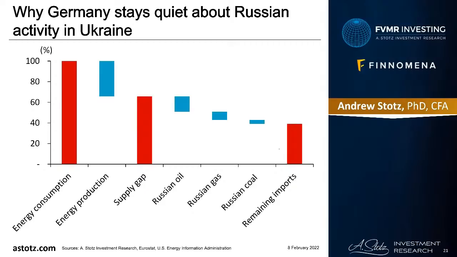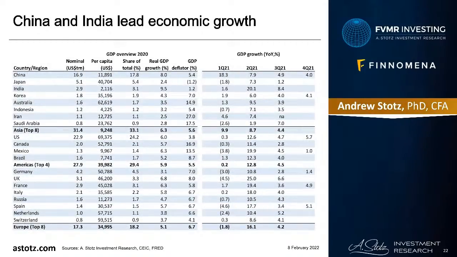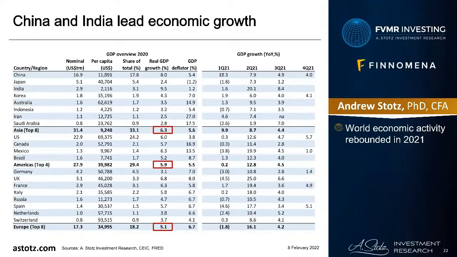What I've shown here is the energy consumption and the energy production on the left side. And there's a supply gap, which is that red line. And here's how they're fulfilling that supply gap. They're filling that supply gap with Russian oil, Russian gas, and Russian coal, and then imports from other places. So Russia accounts for about 20% of Germany's total energy consumption and 40% of net imports. Now, China and India are leading the economic growth right now. I just wanted to look at some growth numbers, and I've also made this chart available on my website.